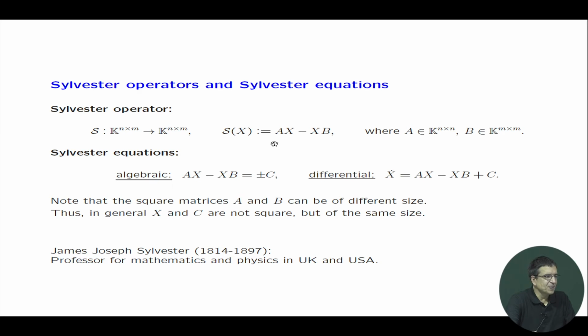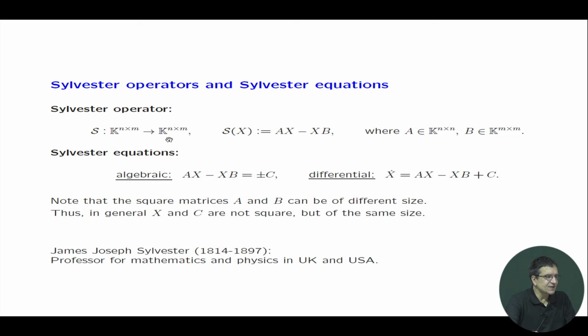Okay, first let's look at the general Sylvester equation. I define here the Sylvester operator, which maps a matrix to another matrix, and the matrices may be rectangular. They don't have to be square.